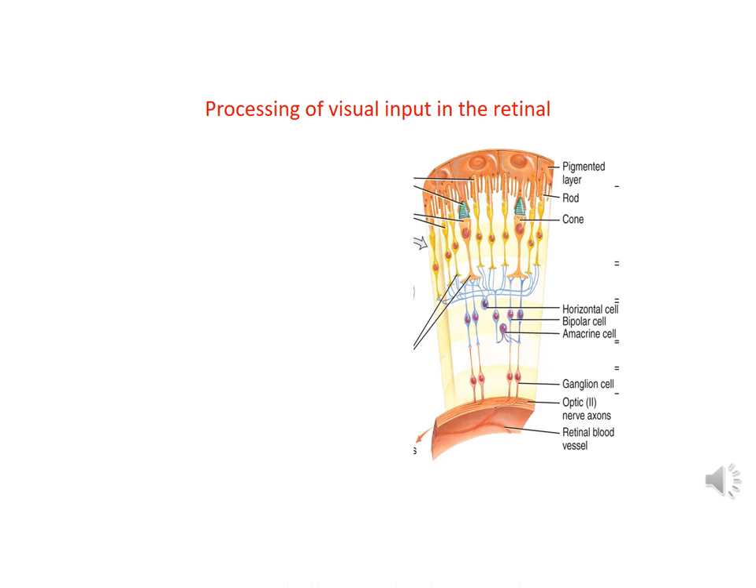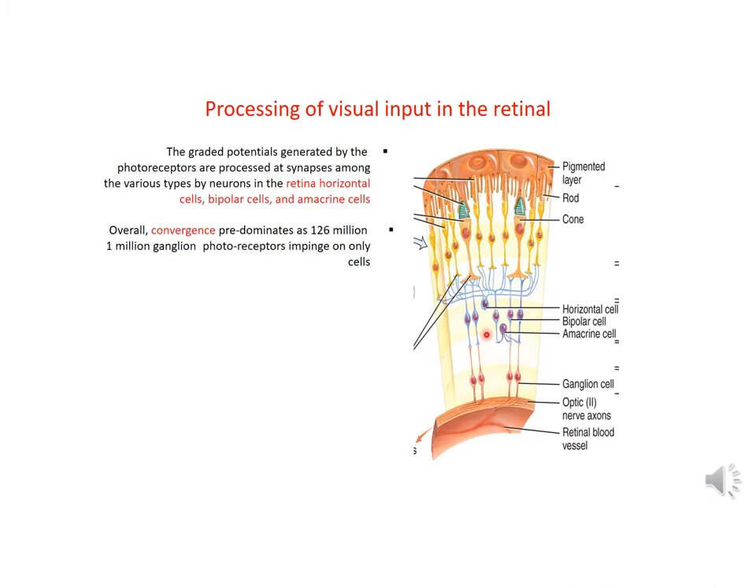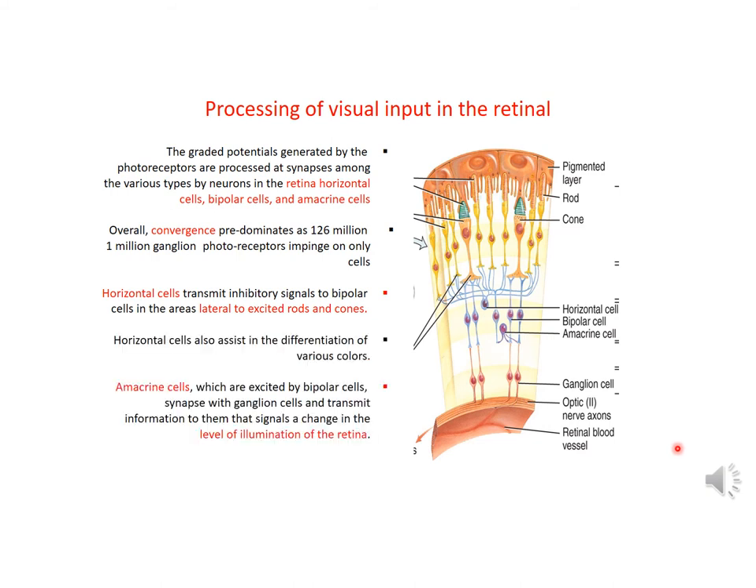Visual input processing in the retina. As we mentioned previously, the retina is formed of multiple layers. We have the outer layer which contains the photoreceptors, and then we have the layer that contains bipolar cells and layers that contain ganglion cells. Photoreceptors are synapsing with bipolar cells. Bipolar cells are synapsing with ganglion cells.